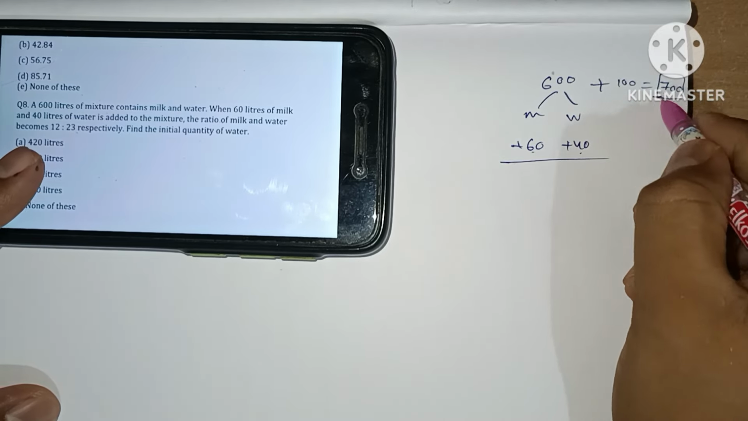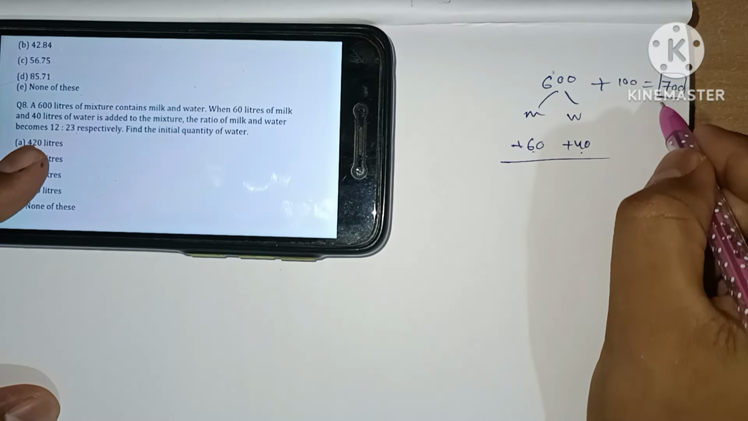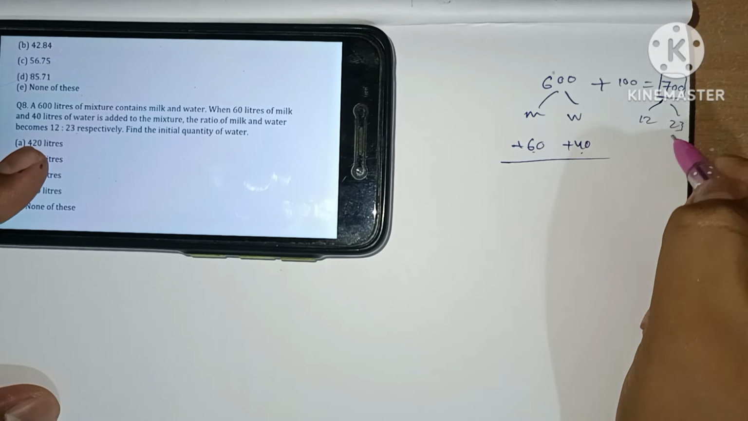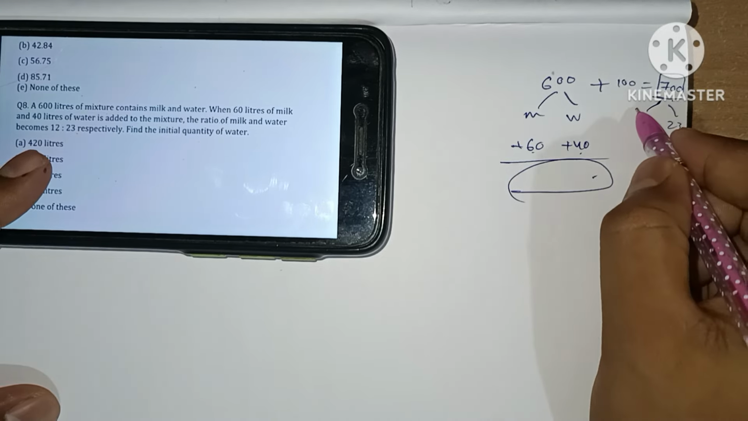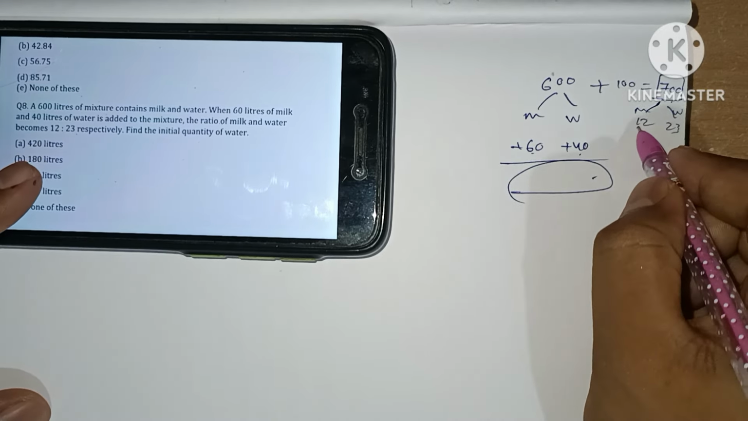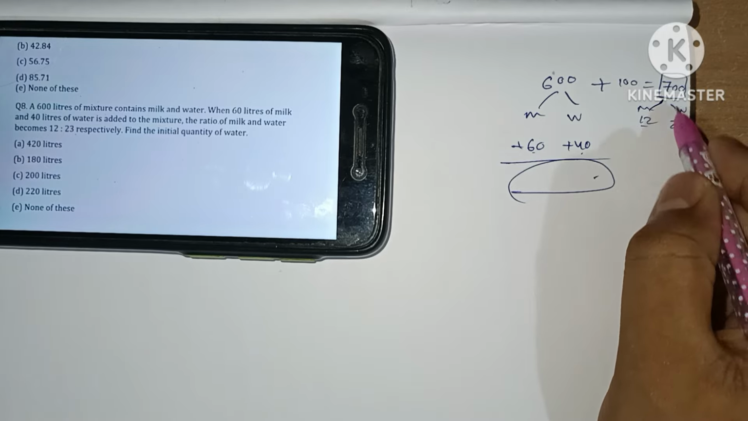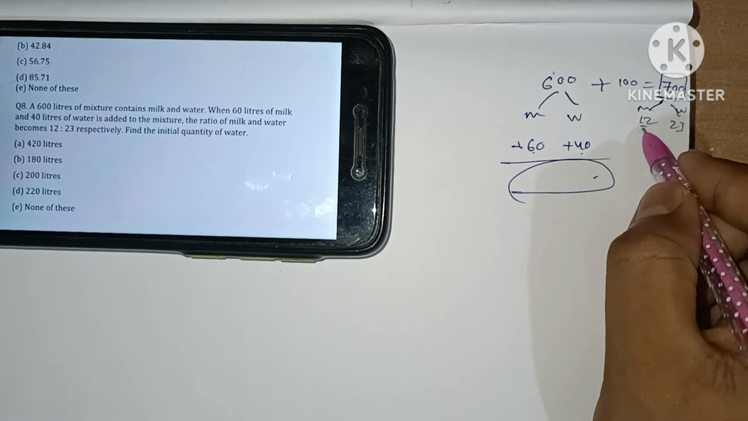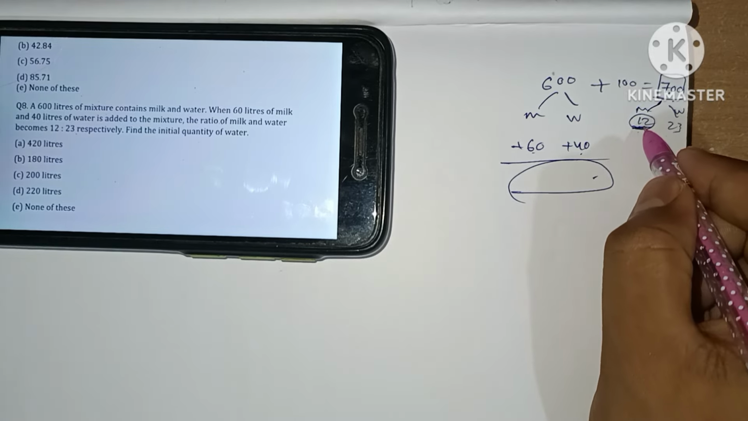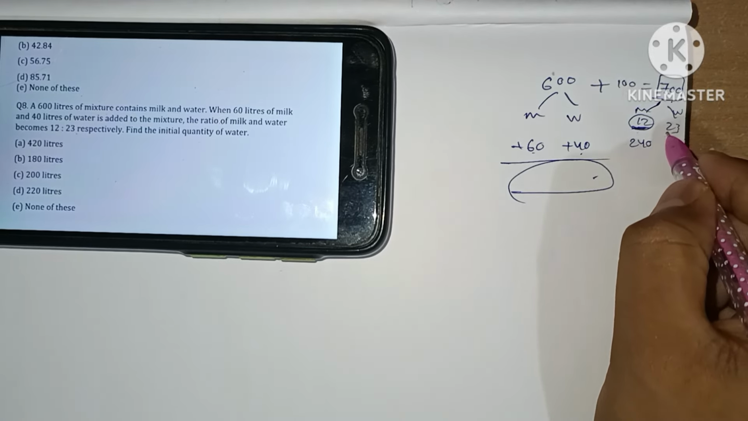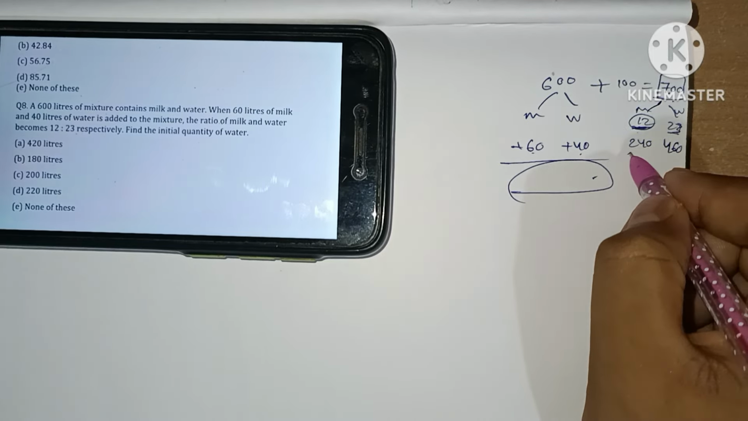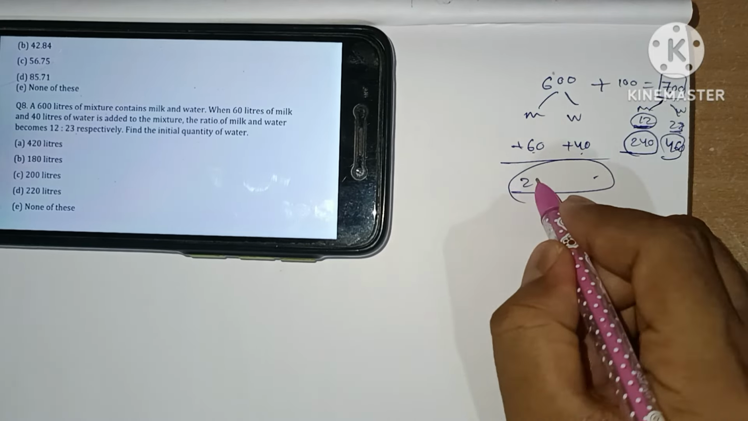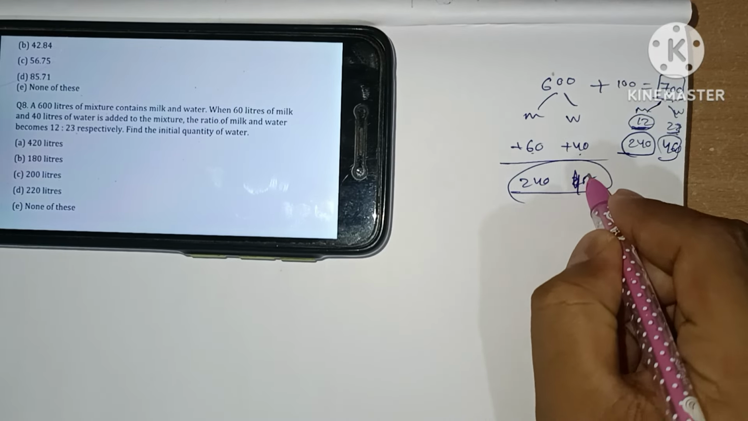This total 700 is divided in the ratio of 12:23, which has these parts M and W, milk and water. Here the sum of these two will be 35, 35 times 20 means 700. So the total quantity of milk will be 12 times 20 which is 240, and water 23 times 20 which is 460. So these are the total values we have here, 240 and 460.